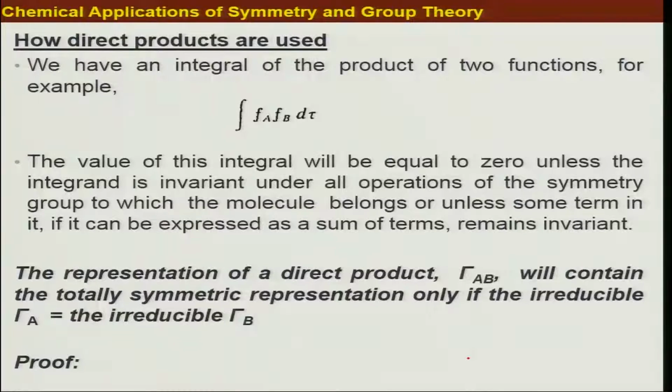So in a nutshell, in terms of group theory and symmetry, what we can say is the following: the representation of a direct product, if we denote it as gamma AB, will contain the totally symmetric representation only if the irreducible representation gamma A equals the irreducible representation gamma B. We can prove that quite easily. How can we prove that? Let's do this.